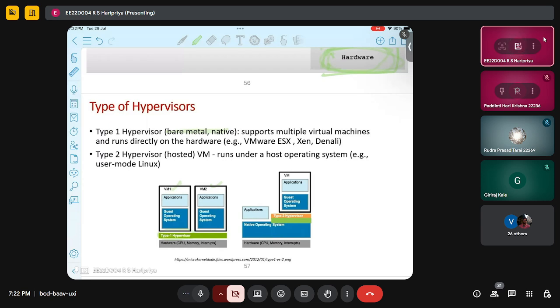So VMware has different hypervisors for different machines, like VMware ESX, basically VMware has different hypervisors for different machines like desktop or server. So VMware ESX is a server level system hypervisor, and Xen provides a system level hypervisor, which is a Type 1 hypervisor.